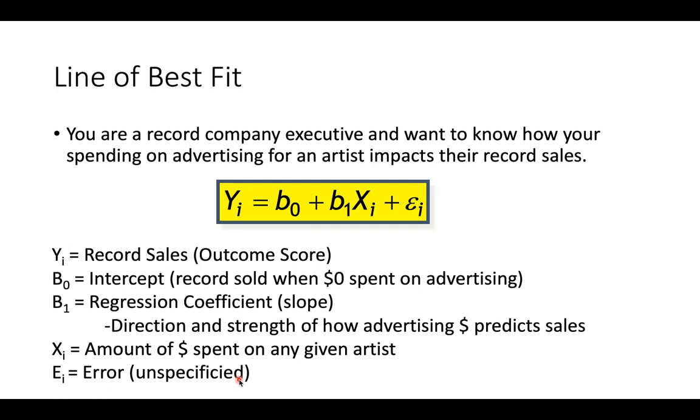And of course, we have e, our unspecified error. That's not going to factor into our equation. So you can see all the bits and pieces of this formula map onto our example. Y is our outcome, record sales. B sub 0 is our intercept, how many records are sold if we spend $0 on advertising. B sub 1 is the slope of our line. It's the relationship between advertising dollars and record sales. And then X is the amount of money we choose to spend on any given artist.